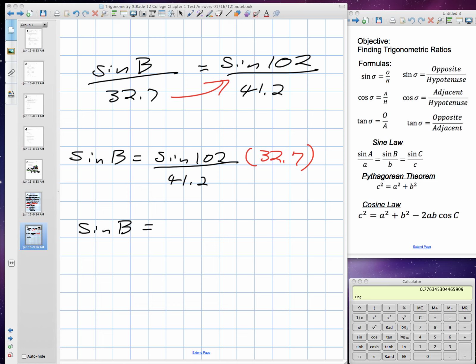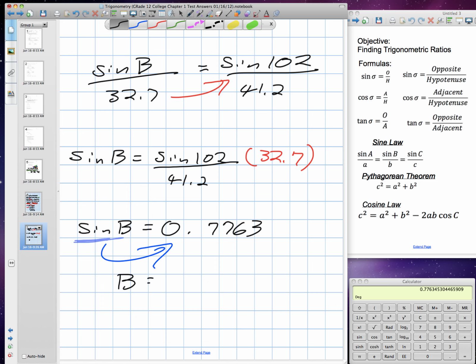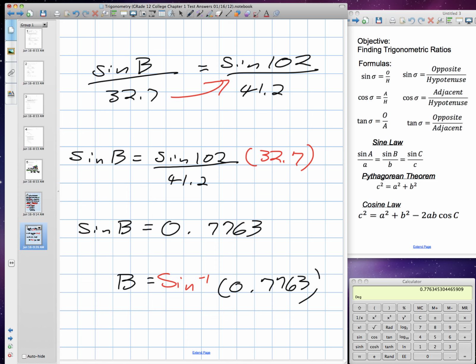What have I forgotten to do? What do I still need to do? Yes, I need to move sine to the other side, so that way B is completely isolated. When sine gets moved to the other side, we're using sine inverse. So sine inverse of that decimal number, 0.7763, we get 50.9. So angle B is 50.9, which means we're going to say it's approximately 51 degrees.